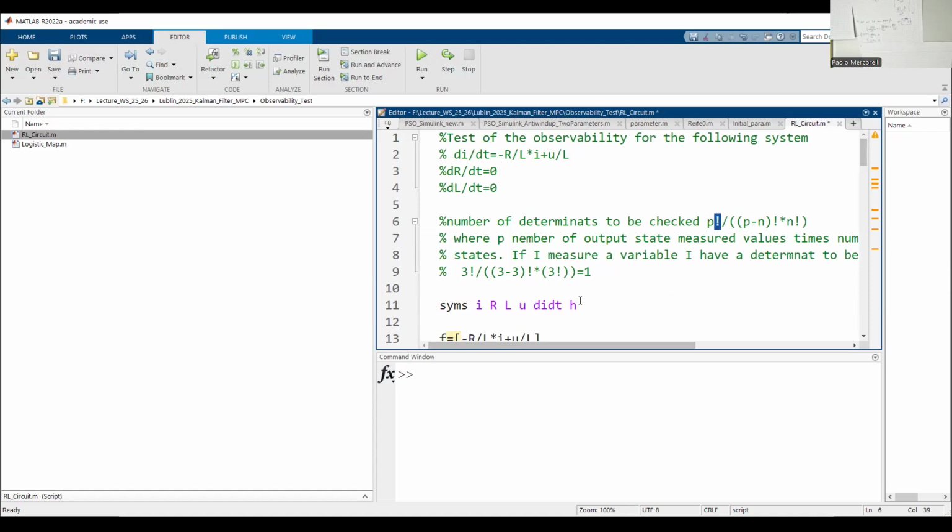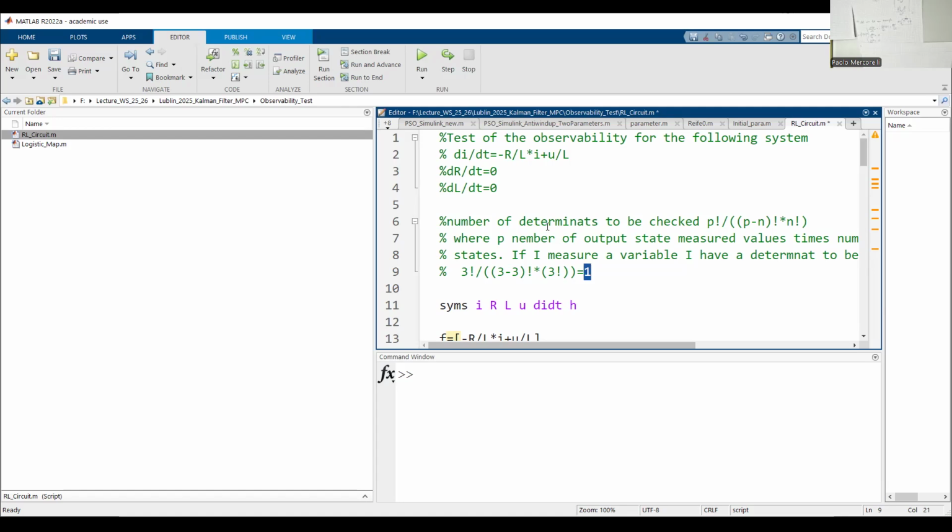You have to consider this factorial element, divided again by 3, where n is the number of states: 3 minus 3 factorial, 0 factorial is 1, and then n factorial. This is 1. As I told you, this means a square matrix, because we have to check just one determinant. But of course, if you have more than one variable which I am measuring, we have many possibilities. And this is the number of all possibilities which must be checked, all possible combinations, which state all possible determinants in a vertical long matrix.